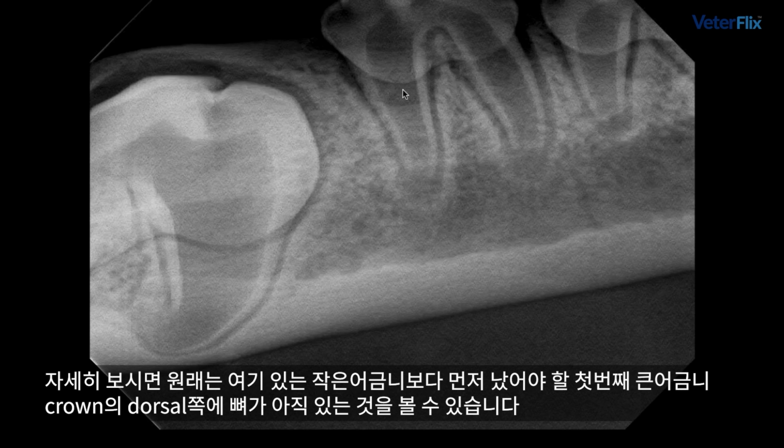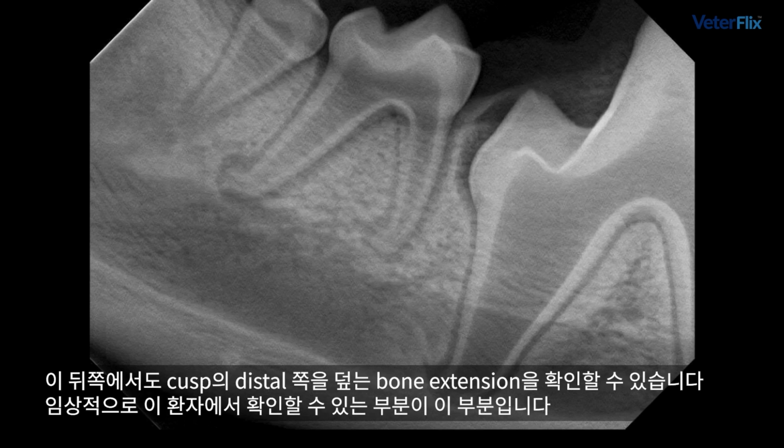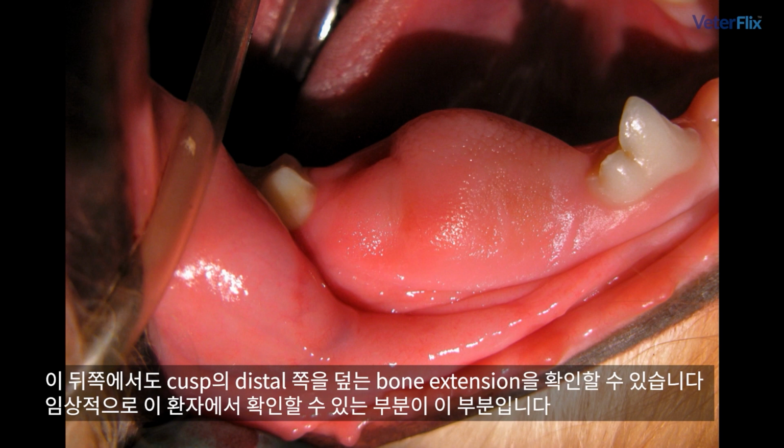If you look closely, you can see that there's bone still dorsal to the crown on this first molar, which should be erupted prior to the premolars here. You can also see on the back part here, the extension of that bone going over the distal aspect of that cusp. And clinically, that's what we've got.